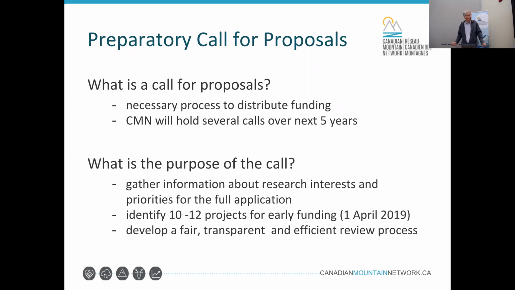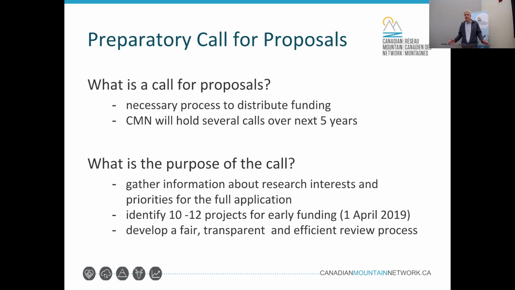This preparatory call, though, the purpose of the preparatory call is primarily to gather information about the research interests and priorities of groups, teams, and even individuals in some cases that would like to contribute to the development of the full application. And it also provides us an opportunity to identify 10 or 12 projects that would be highlighted in the full application. And I think most importantly, to begin to develop our review process, our adjudication process that will be inclusive of proposals that come from modes 1, 2, and especially 3.